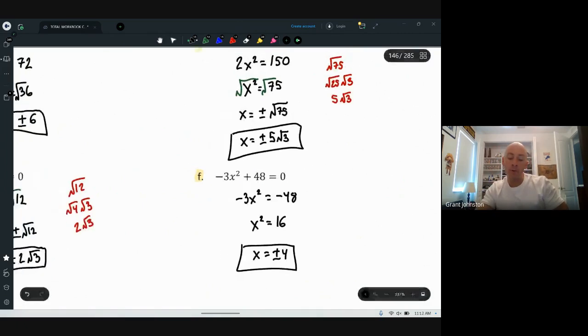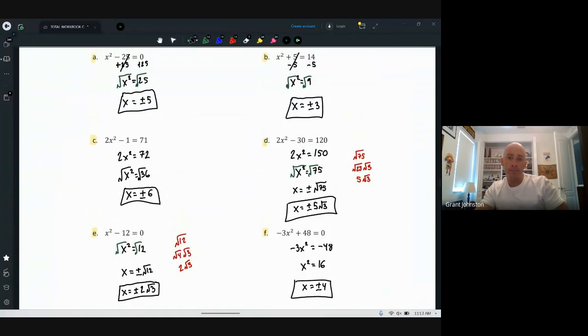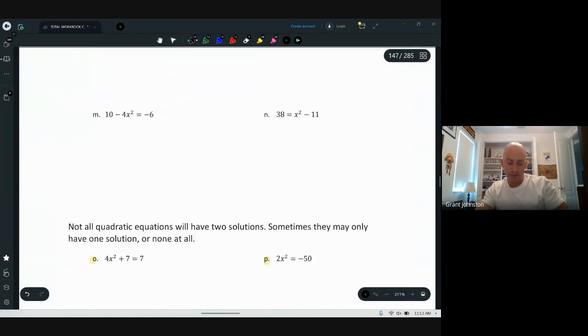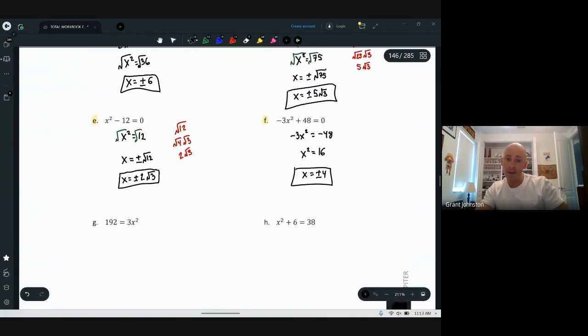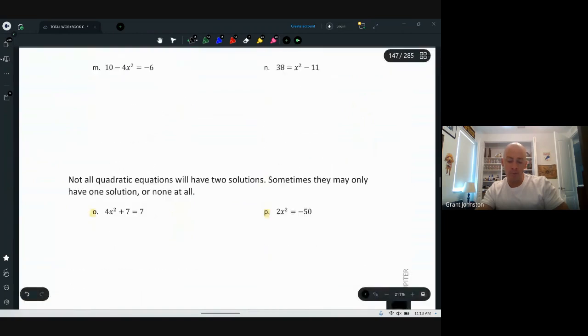So sometimes you'll have ones that are radicals that you need to simplify, and a lot of times you won't. I'm going to let you do all the rest of those. Hopefully those examples were good enough. I want to do these bottom two.